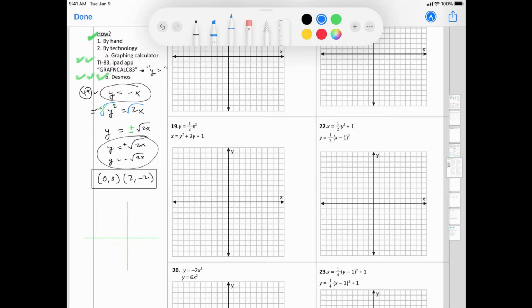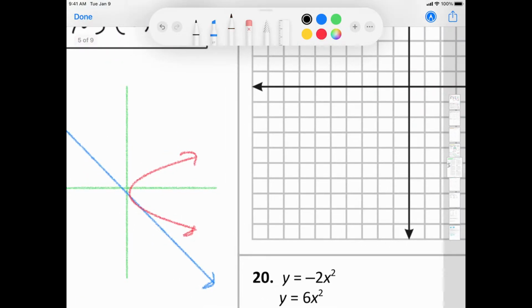So we had a graph look something like, and a graph to something like that. Again, the point of intersection should have been 0, 0. And then somewhere over here, 2, negative 2. Okay?